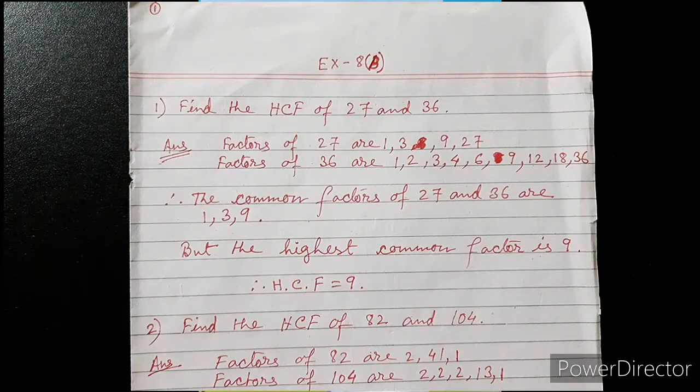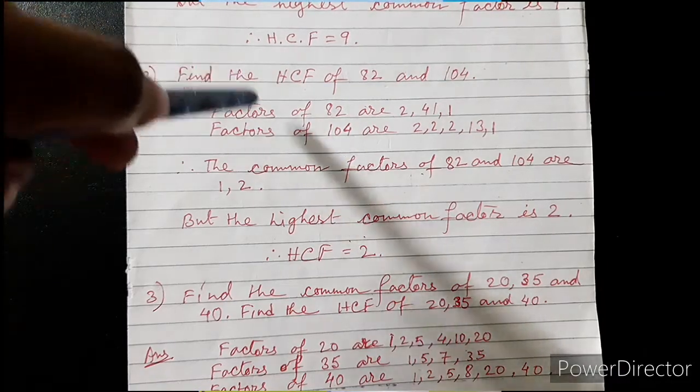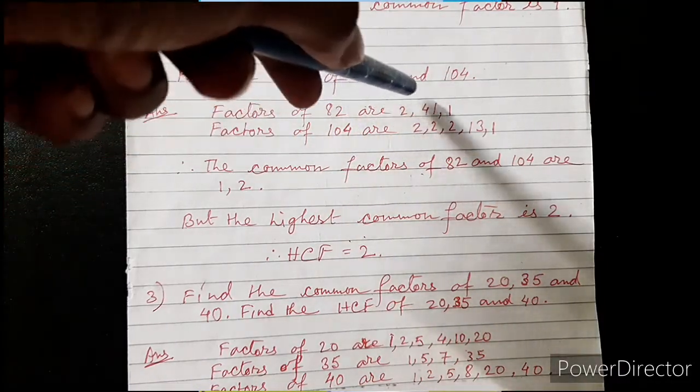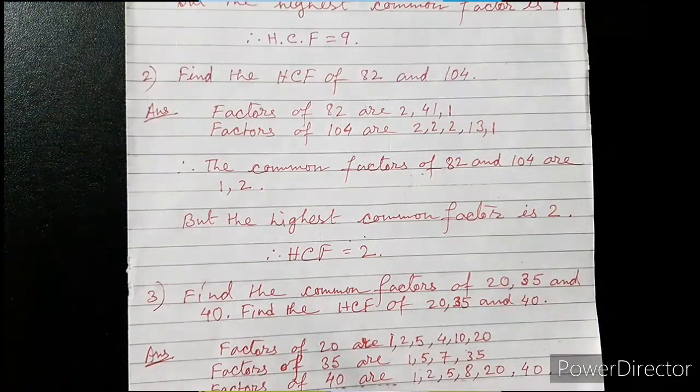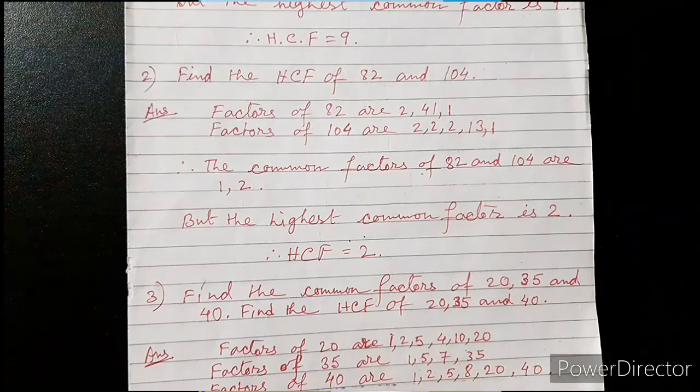Next sum. Sum number 2. Find the HCF of 82 and 104. First we have to find the factors of 82 and 104. The method is given in the previous video. If you have any problem finding the factors, then you can see the previous video.